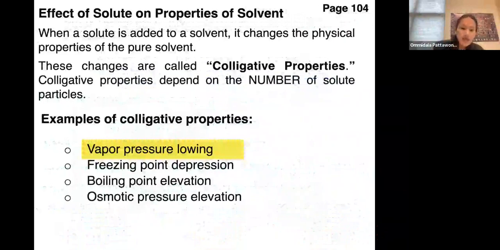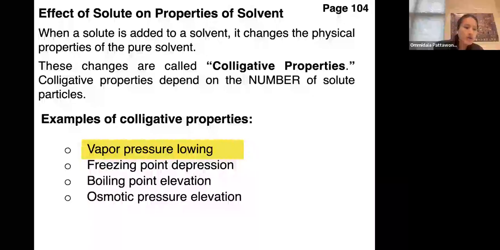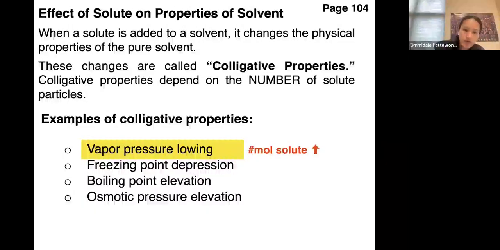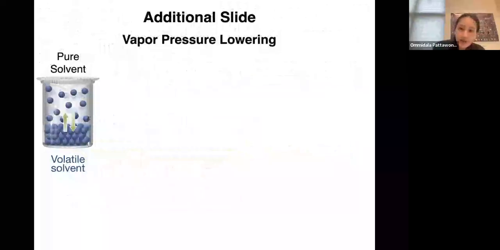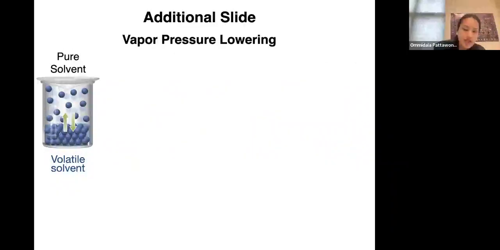All right, the next thing we are going to look at is each of the colligative properties. First, we're going to look at vapor pressure lowering. For vapor pressure lowering, as the number of moles of solute increases, you are going to observe that the vapor pressure of the gas above the liquid decreases. This is the additional slide that I'm going to post on Moodle. Let's take a look at this.